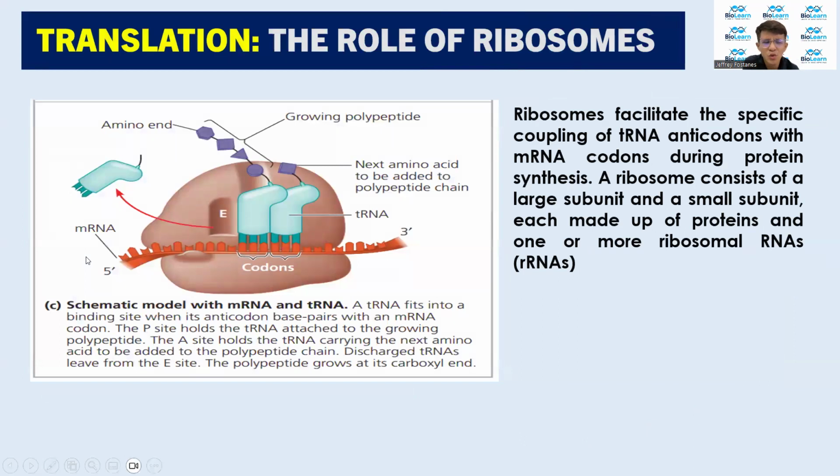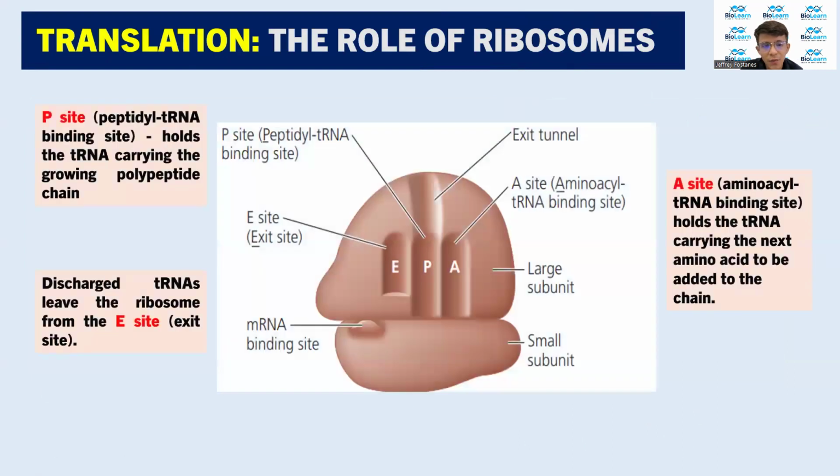What is the role of the ribosome? The role of the ribosome is where the actual protein synthesis happens. Let's go through this one by one. Your ribosome is made up of the bigger subunit and the smaller subunit. And it's made up of the E site, the P site, and the A site. In the P site, or the peptidyl tRNA binding site, it holds the tRNA carrying the growing polypeptide. So this is where the amino acid elongates.